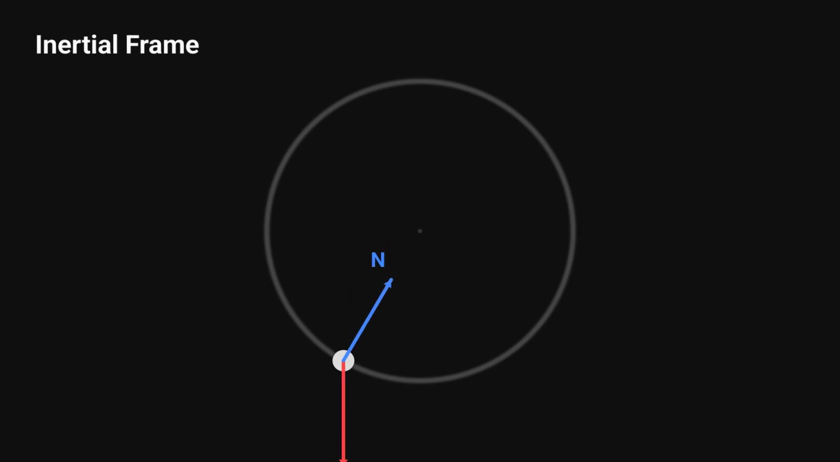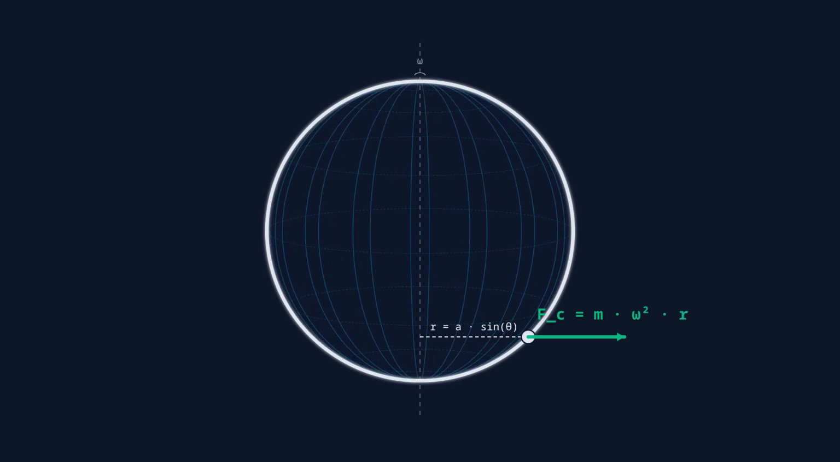First, let's analyse the forces in an inertial frame. Here, we only see real forces: gravity acting downwards and the normal force from the hoop pushing towards the centre. Now, let's switch to a frame co-rotating with the hoop. In this non-inertial frame, we must include the centrifugal pseudo force, which acts horizontally outward from the axis of rotation.